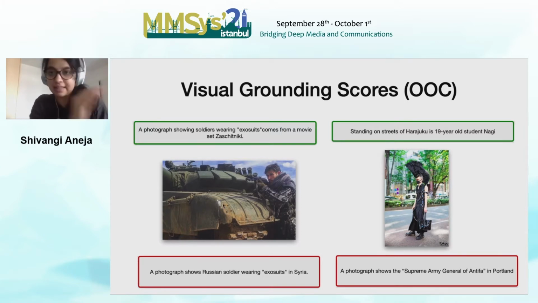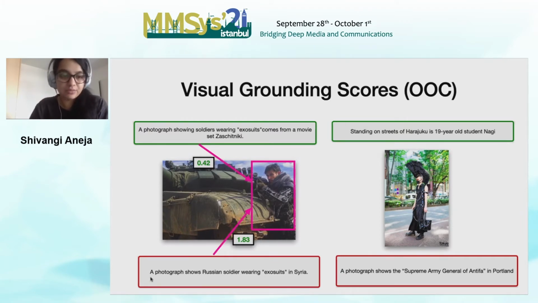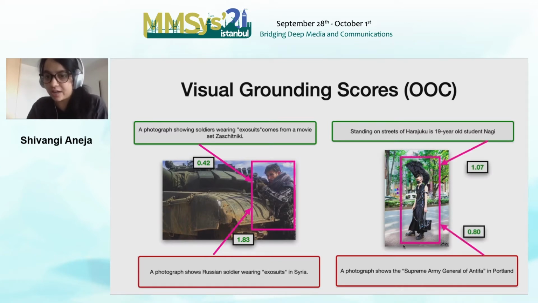For example, in this left image, the true caption says that this is a photo of a soldier wearing an exosuit, and this is from a movie set. So this is talking about this person in this image. And then there's a bottom caption, which is a false caption for this image, which says that a photo shows a Russian soldier wearing exosuits. And this is also talking about this person. Similarly, for the other image, both of these captions are talking about this person standing in this image.